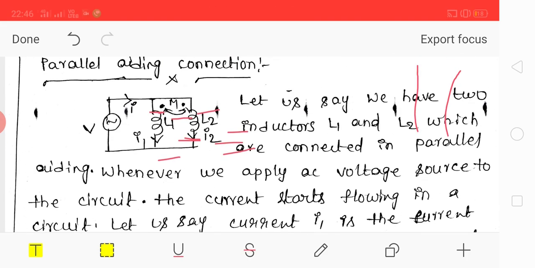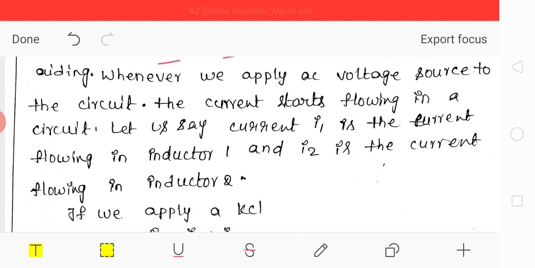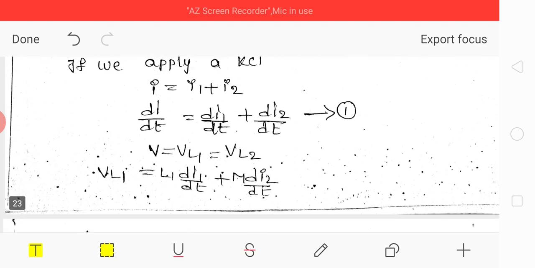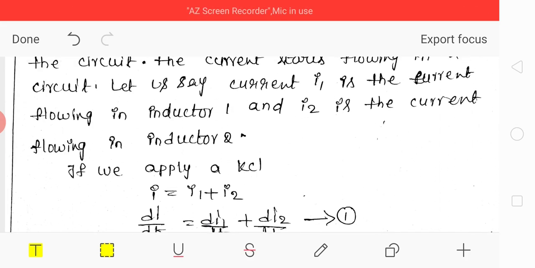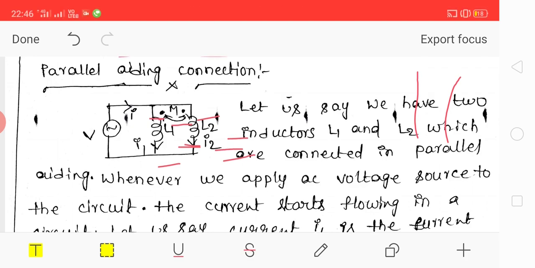Here the two coils are connected in parallel connection, so the voltage applied across the two inductors is the same. The applied voltage equals V. Finally, the voltage equation is V equals VL1 equals VL2, and the current equation is I equals I1 plus I2. VL1 is the voltage across the first coil. The first coil self inductance is L1, the second coil self inductance is L2, and the mutual inductance is M.